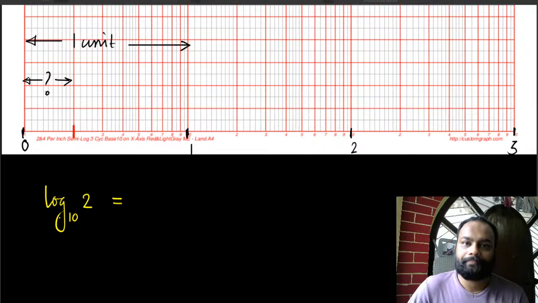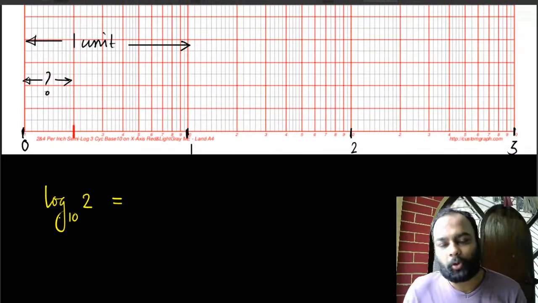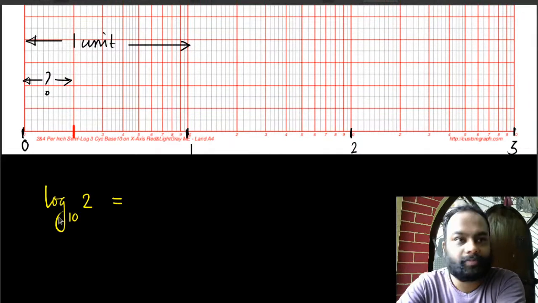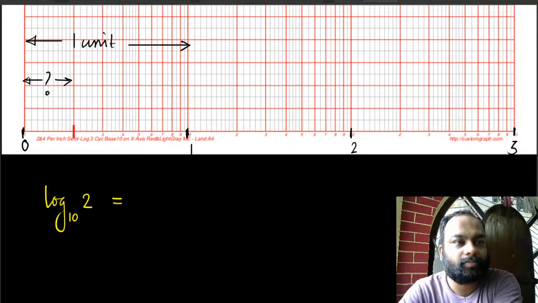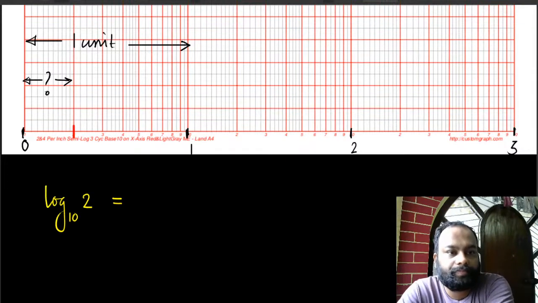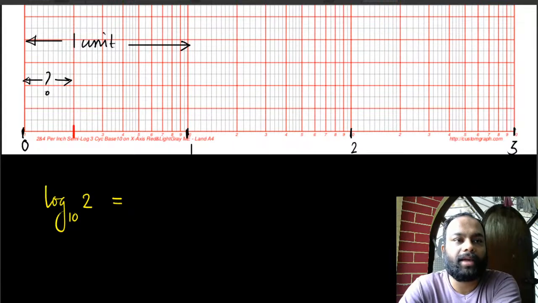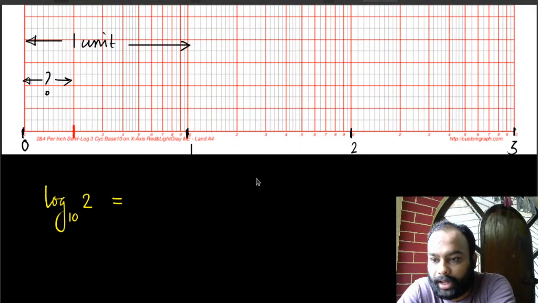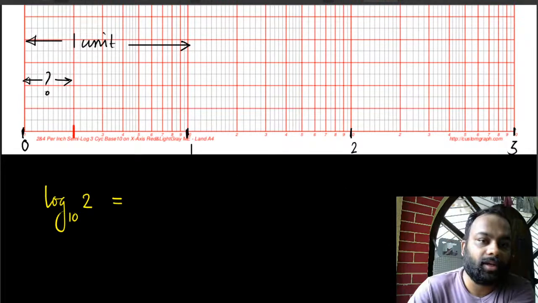Can anybody tell me what is the value of log 2 base 10? Do you have a calculator? Yes, I do have a calculator. So let me show you. All right, let me bring the calculator here. Okay, and we have. So let me go to the screen.